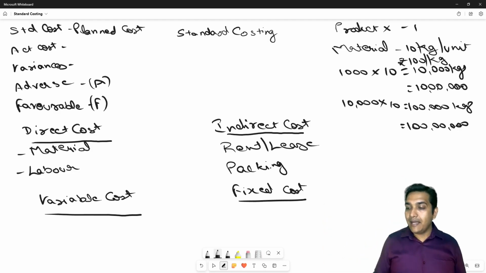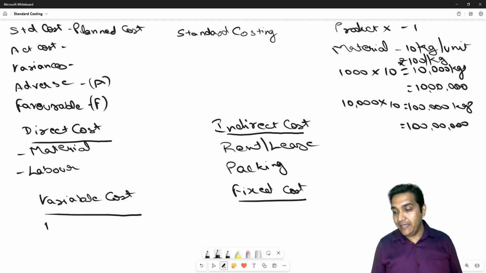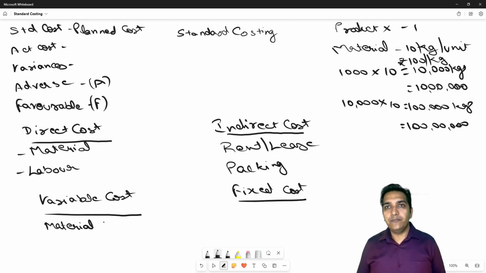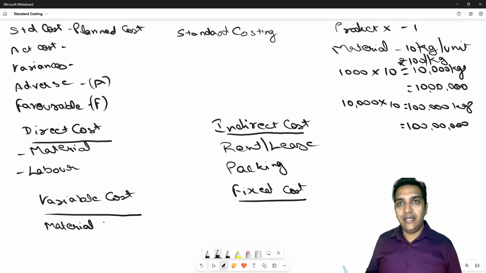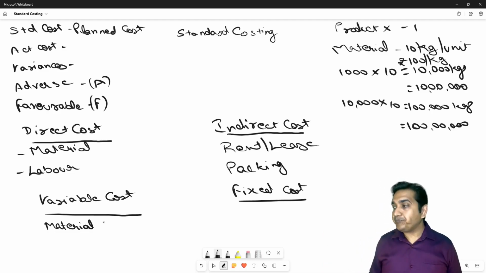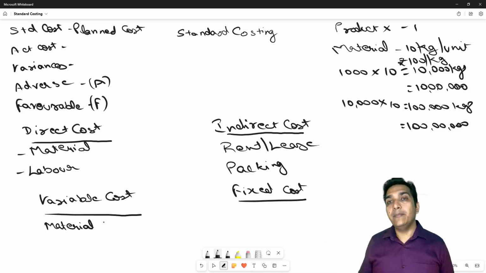So in our example, variable costs are material, which is usually variable in nature. That is, for every unit of X, since we require 10 kg of material, to produce 2 units I would need 20 kgs, to produce 100 units I would need 1000 kgs. So material becomes variable in nature.